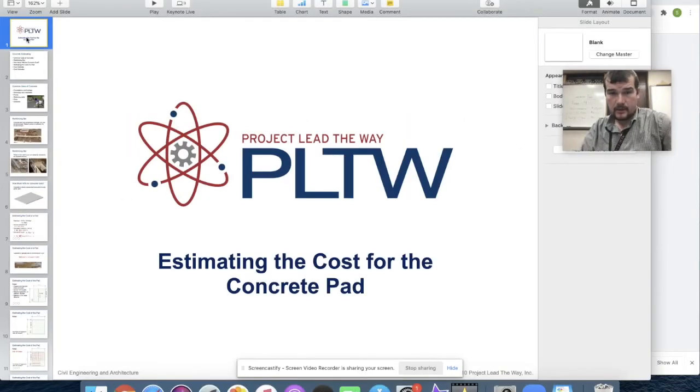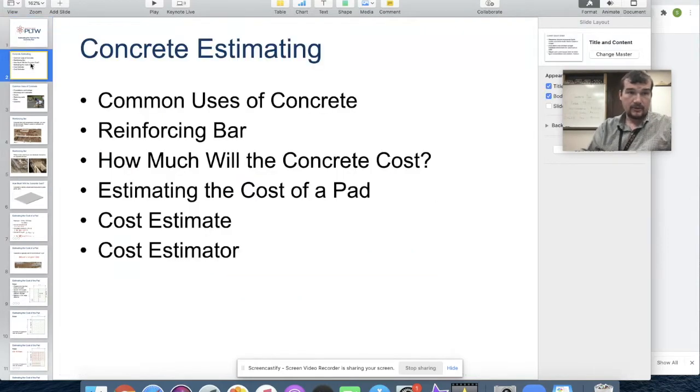All right, guys, today we're going to look at estimating the cost of a concrete pad. This pad is 12 by 16 by 4 inches thick, and you probably saw that in the procedure. I know I had you look at that the other day, so you had an idea where we were going to go. We're going to talk about a couple things before I get you started.